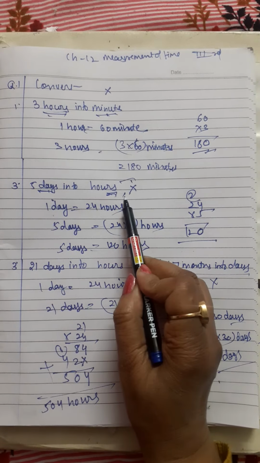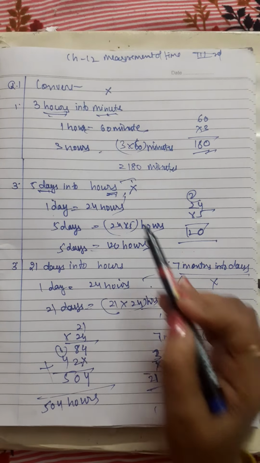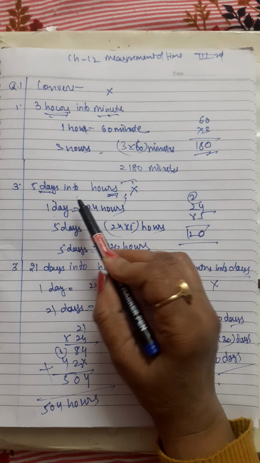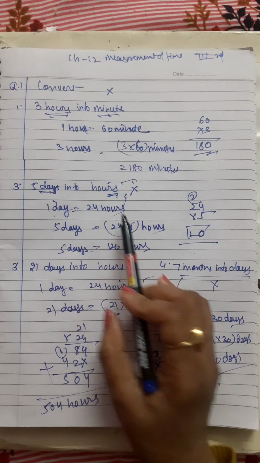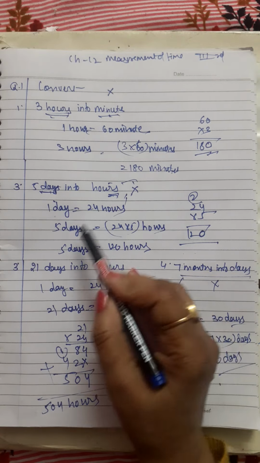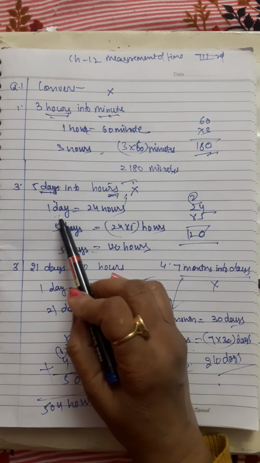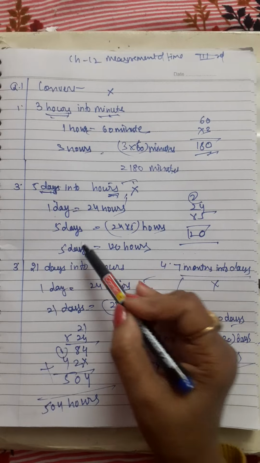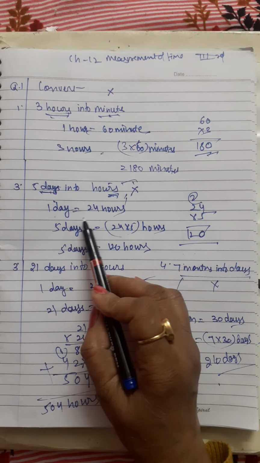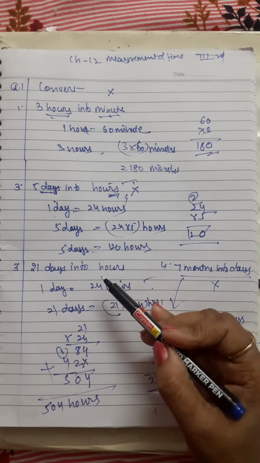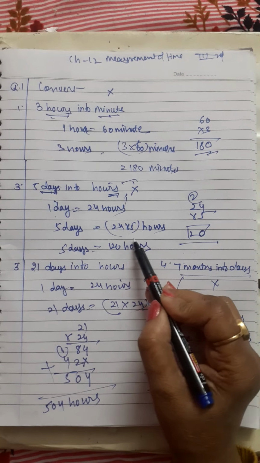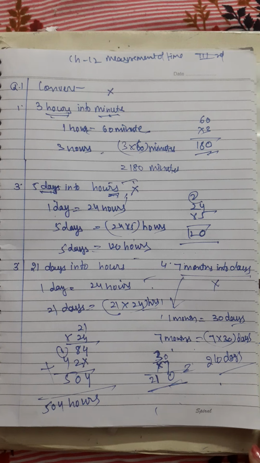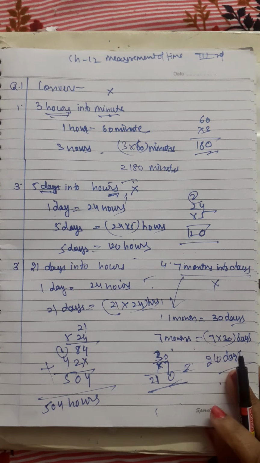Here 5 days to convert into hours. यहाँ पर days को hours में change करना है and days bigger unit, hours smaller unit. Because one day has 24 hours. 24 hours make a day. So days to convert into hours. For converting days into hours, we have to multiply by 24 because one day has 24 hours. So when we multiply 24 by 5, we will get 120. So 5 days is equal to 120 hours.